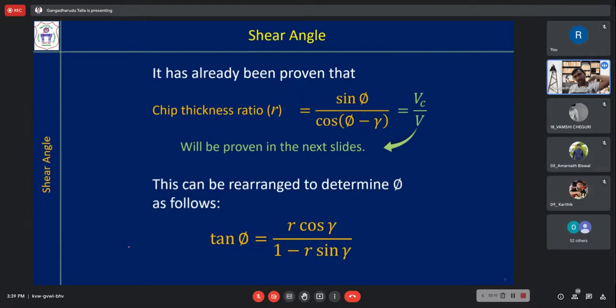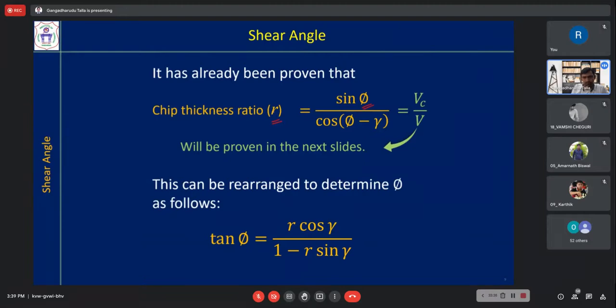Now, how do we find R? That is the chip thickness ratio. If you want to find it, it is sine phi. This equation we have to use. But is it possible to use this equation? Look, you need to get this shear angle to find out R. Now, how will you get this shear angle directly?